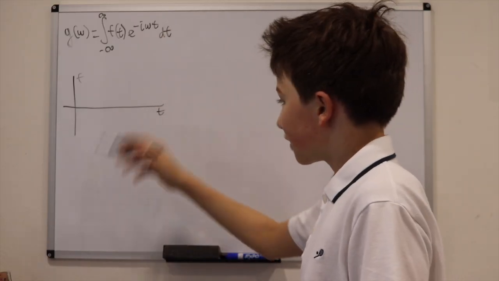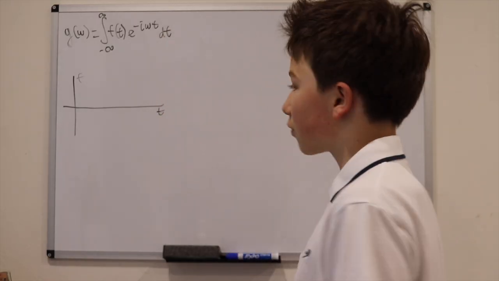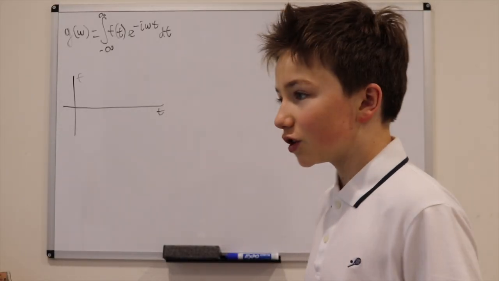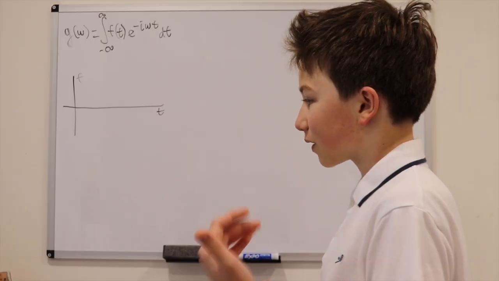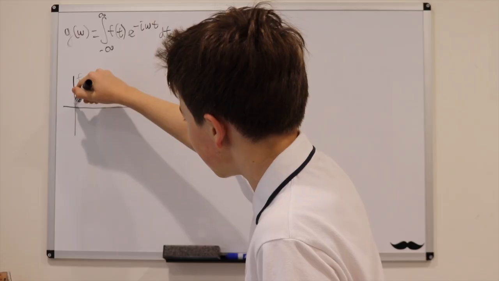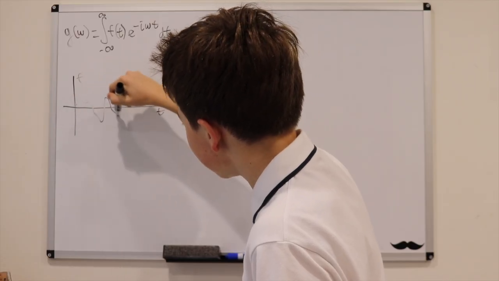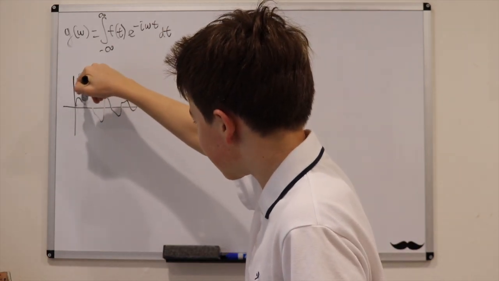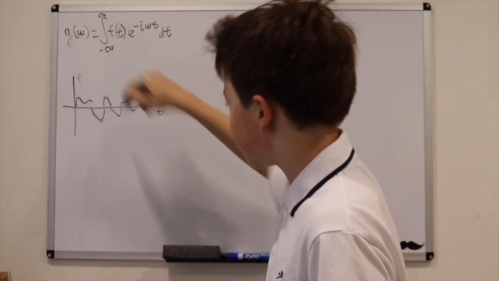And f of t is some kind of signal. So in the real world, this would be something like a musical instrument playing a note, a sound, maybe anything that propagates as a wave that can be recorded as a signal with its intensity as a function of time. So this is its intensity at each point in time.